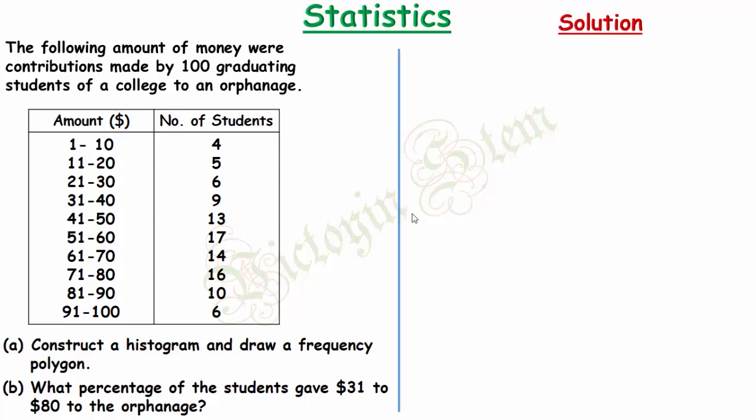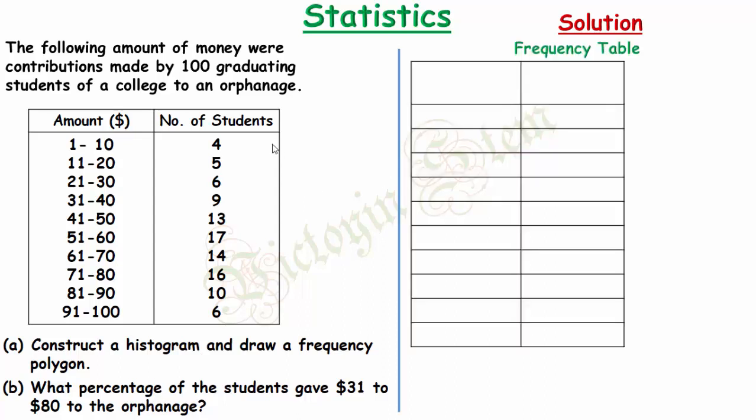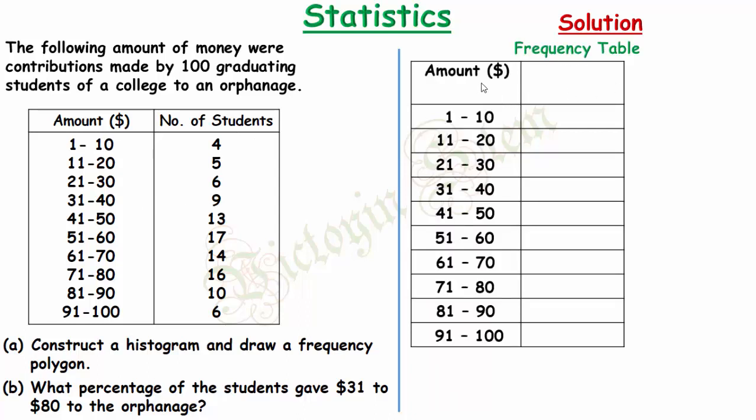So, to start solving this problem, I'll replicate the frequency table. This table, by the way, is called the frequency table, but I'll need to add more flesh to it. So I'll replicate the first column, signifying the amount of money which represents the contributions made by the students to the orphanage, and then the number of students that gave the contribution. So before I create a third column, I would like to explain some terms.